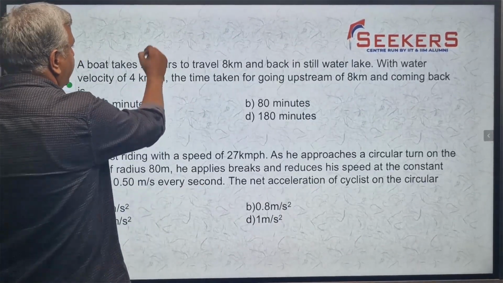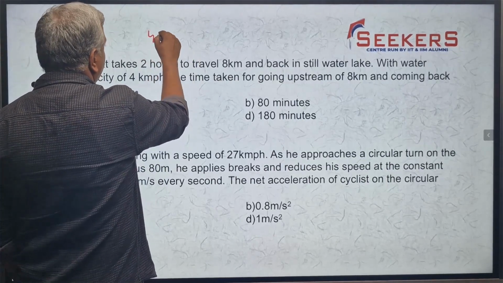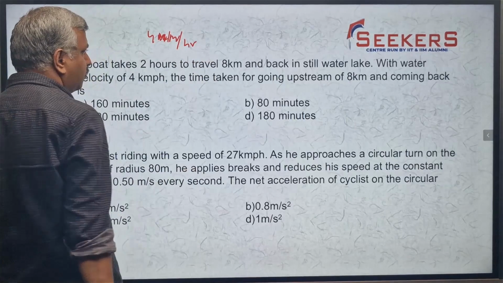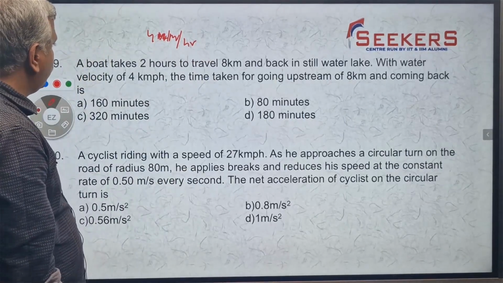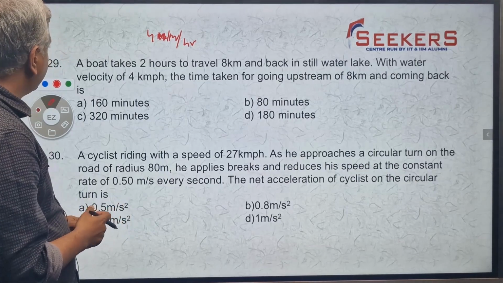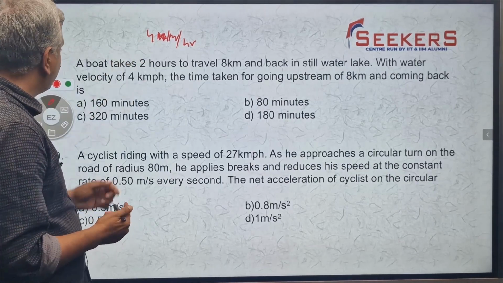A boat takes 2 hours to travel 8 kilometers and back in still water. So in still water, it takes 2 hours to travel 8 kilometers. So 4 kilometers per hour is the velocity of the boat. With water velocity of 4 kmph, the time taken for going upstream of 8 kilometers and coming back is how much? So 2 hours means 120 minutes.